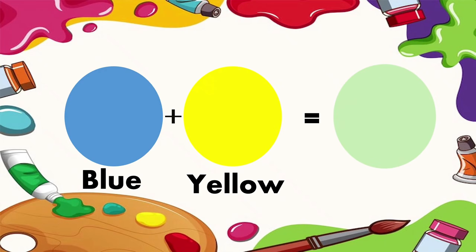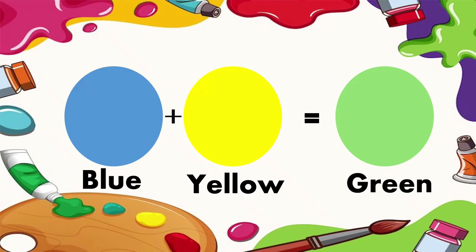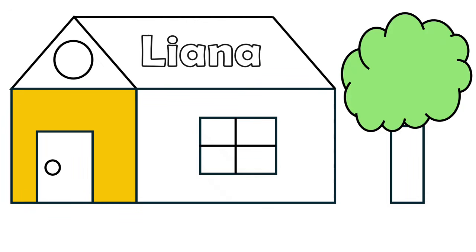Great, I got a new color. It's green. Let's paint it. Leaves are green. So I painted the tree green.